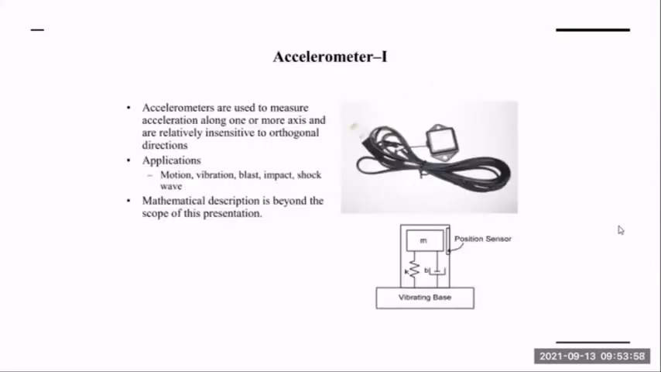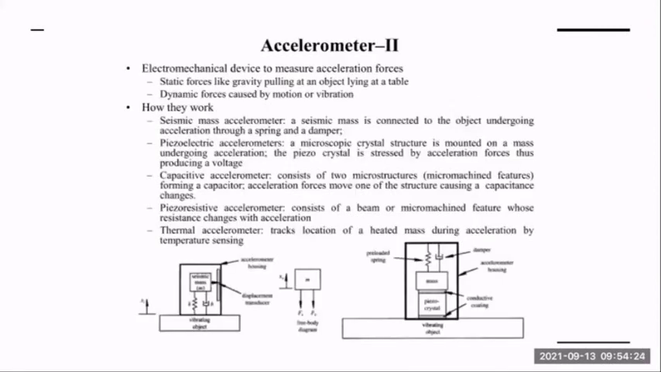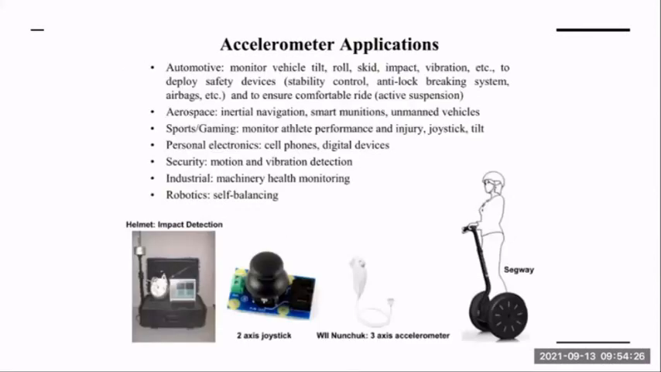Next, we have the accelerometer. This is a more complicated sensor. Accelerometers are used to measure acceleration along one or more axes and are relatively sensitive to orthogonal directions. Applications: motion, vibration, blast, impact, shock, and wave. The mathematical description is beyond the scope. Types of accelerometer, applications of accelerometer.